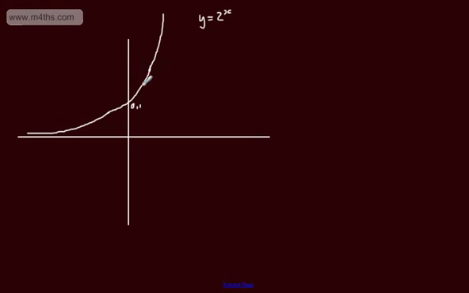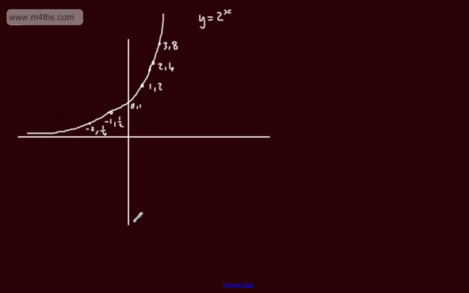So if we consider this point right here, if x is 1, we're going to have 1, 2. If x is 2, we're going to have 2, 4. If x is 3, we're going to have now 3, 8. If we have this point right here, and let's say now we have x is equal to -1, we get 1/2. If x is equal to -2, we get 1/4. This now is the curve y is equal to 2 to the x.